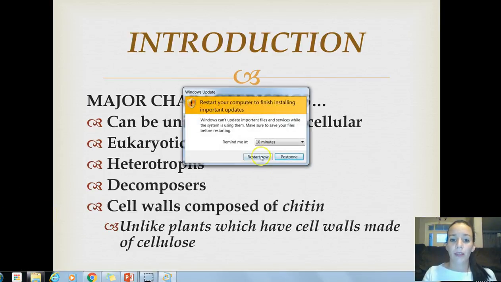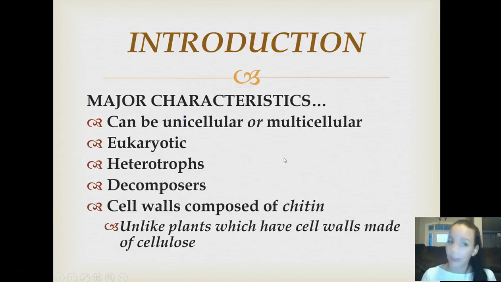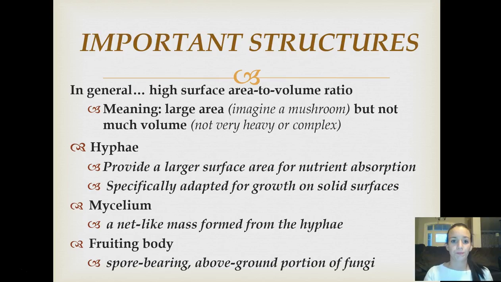Fungi can be unicellular or multicellular. They're eukaryotic, heterotrophs, meaning they have to consume other organisms for food. They're decomposers, and their cell walls are composed of chitin, which is different than plants, which have cellulose.